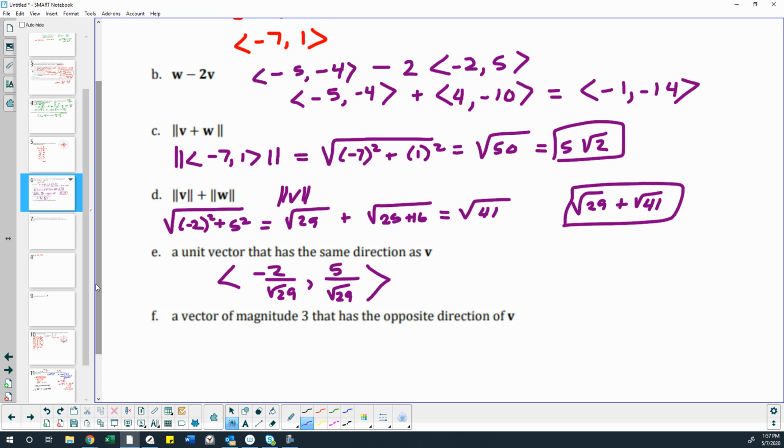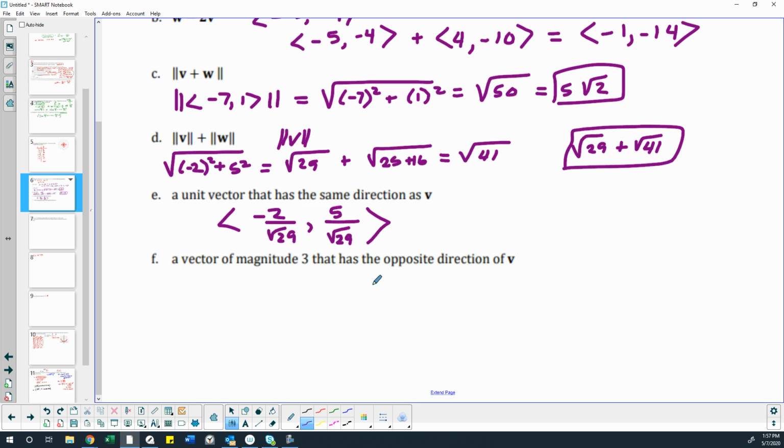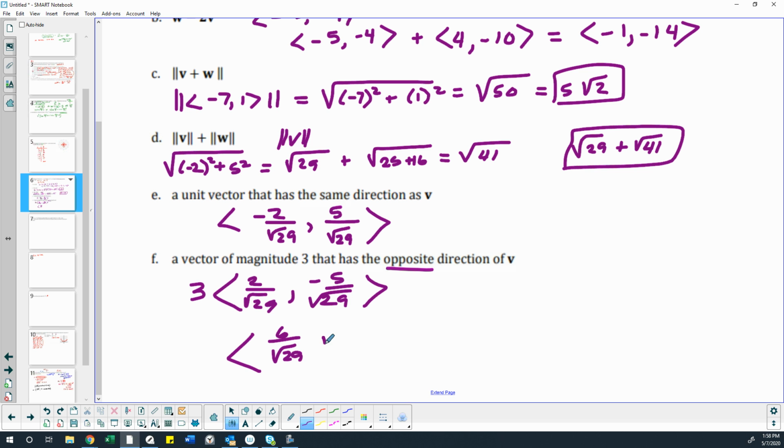Okay, then we want a vector of magnitude 3 that has the opposite direction of v. So we want to take our unit vector and just multiply it by 3. However, we want the opposite direction. So all we have to do is multiply this by a negative, and it sends it the opposite direction. So it's going to be a +2 over square root of 29 and a -5 over square root of 29. Then we multiply that through, and we get 6 over the square root of 29 and -15 over the square root of 29.